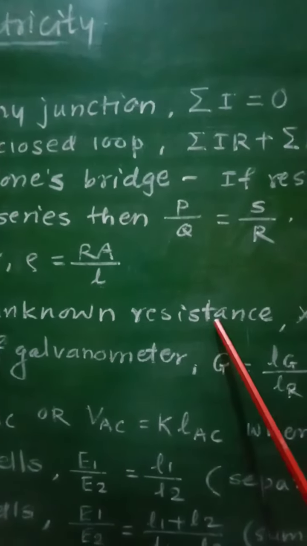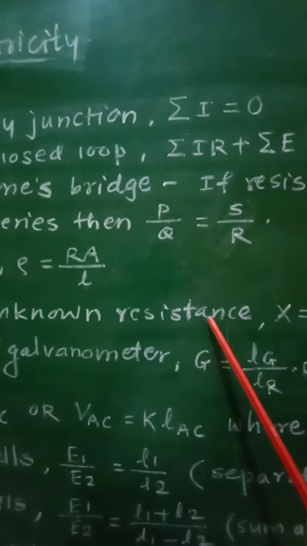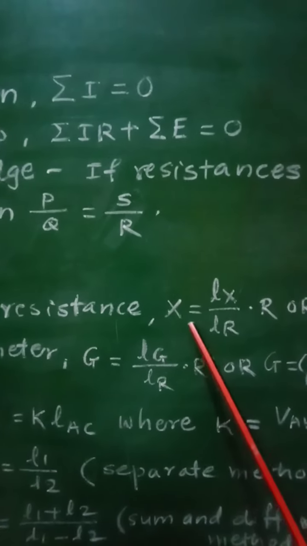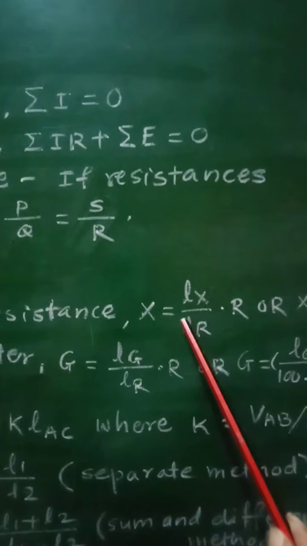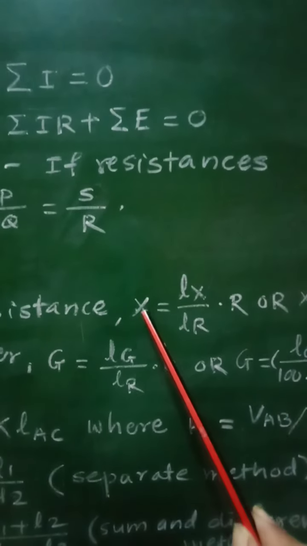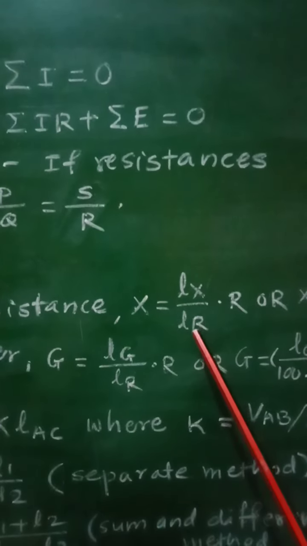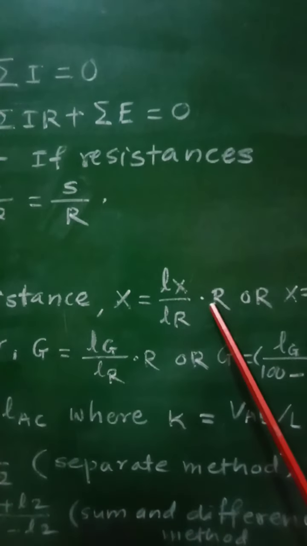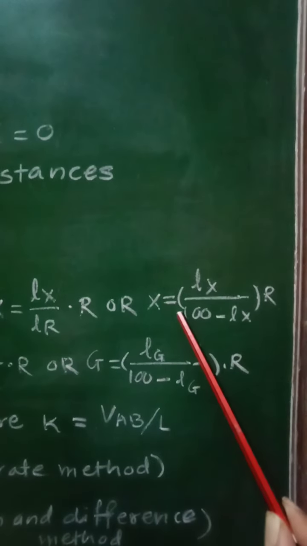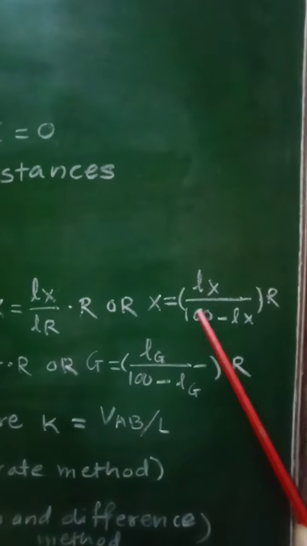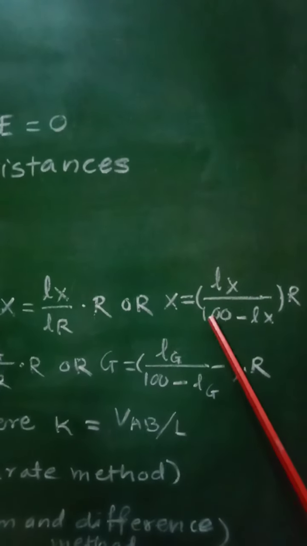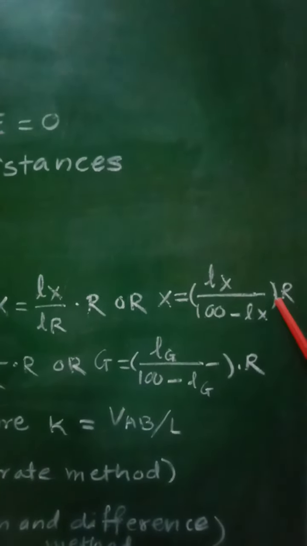Fifth formula is for meter bridge to determine the unknown resistance. So for the determination of unknown resistance by using meter bridge, the condition is unknown resistance X equal to Lx upon Lr into R, or it is also written as X equal to Lx upon 100 minus Lx into R.